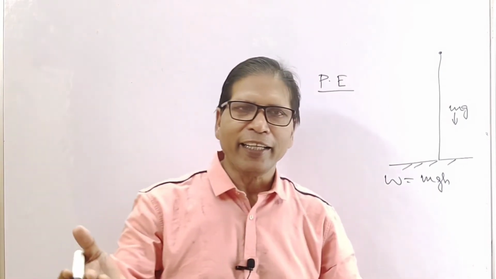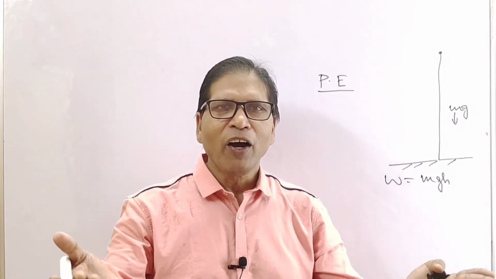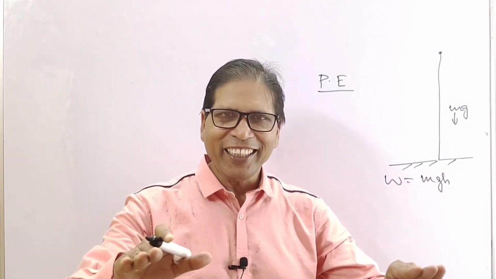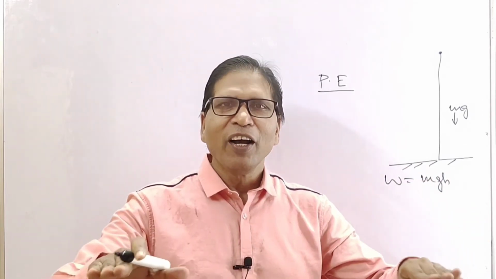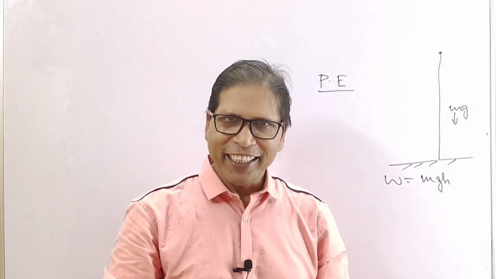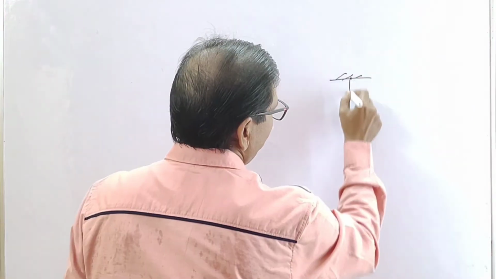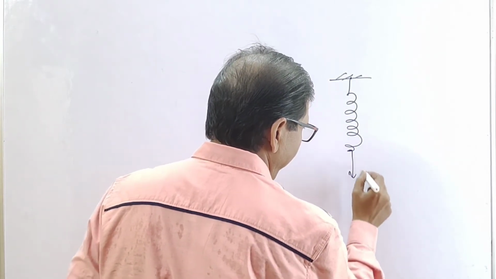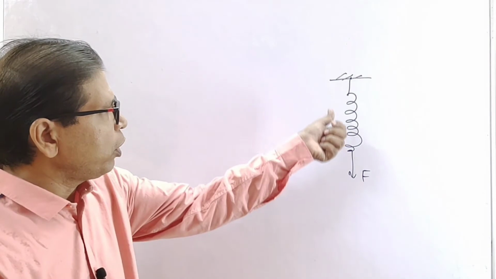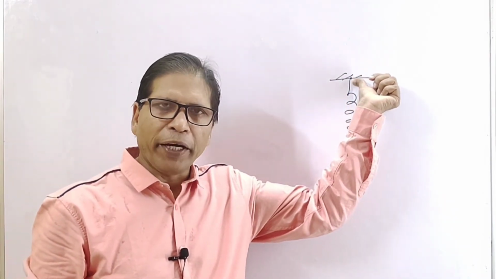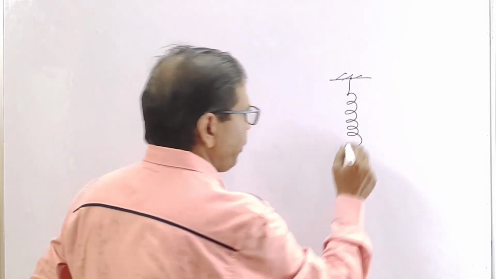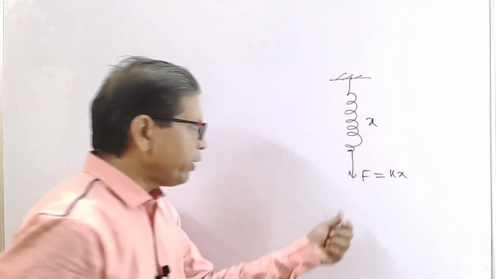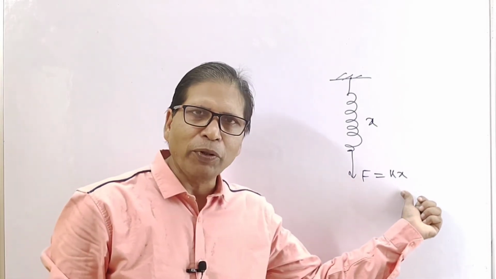Now the potential energy above the earth's surface or a reference level is positive, and potential energy below the earth's surface or below the reference level is negative. Okay, now potential energy due to shape. Suppose a force F acts at the lower end of a spring which is fixed at its upper end. If x means elongation, then F equals kx. Therefore this force is a variable force.